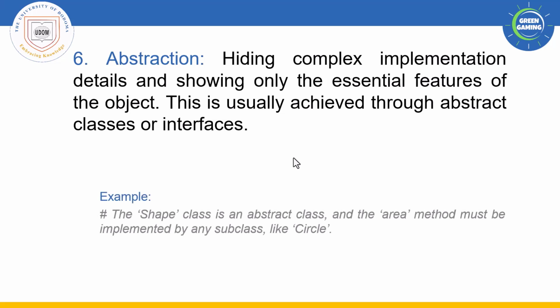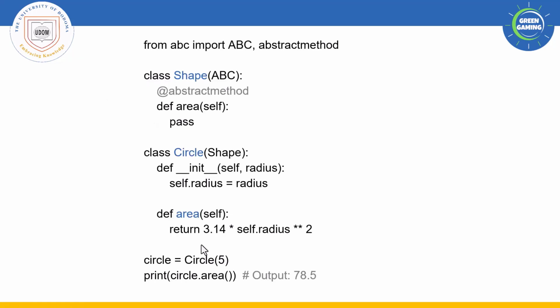Interfaces. For instance, we have a shape class, which is an abstract class, and area is a method that must be implemented by any subclass, right? If we have an abstract class, we can have an abstract method and we can have a normal method. But if we have an interface class, it means everything is abstract. Abstract classes are not 100% abstract, but interface classes are 100% abstract.